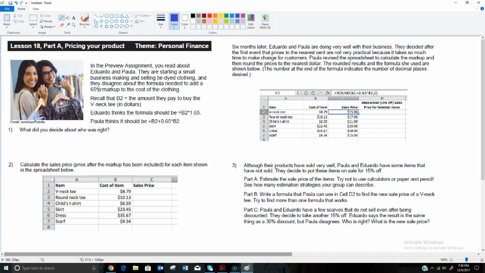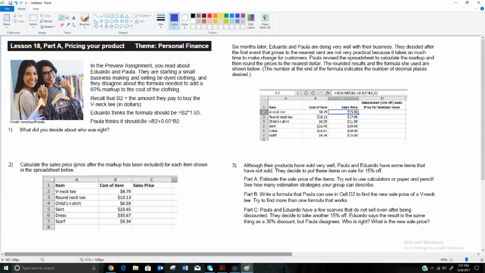And 65% markup means basically for every dollar that you spend to make or buy that item, you want to add 65 cents to that when you sell it. So that's what a 65% markup means. If you hear somebody say they have a 100% markup, that means they sell it for double. So for every dollar they spend, they add $1 to the cost.